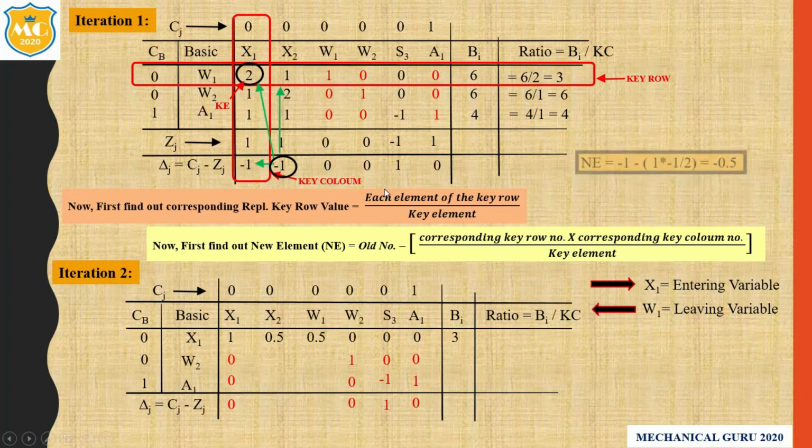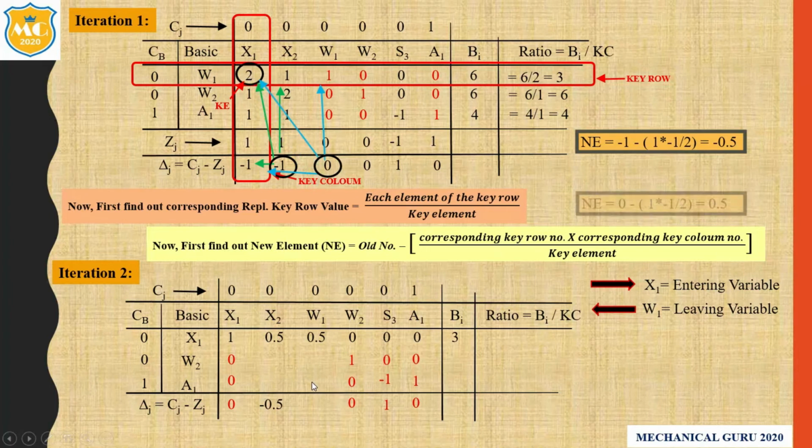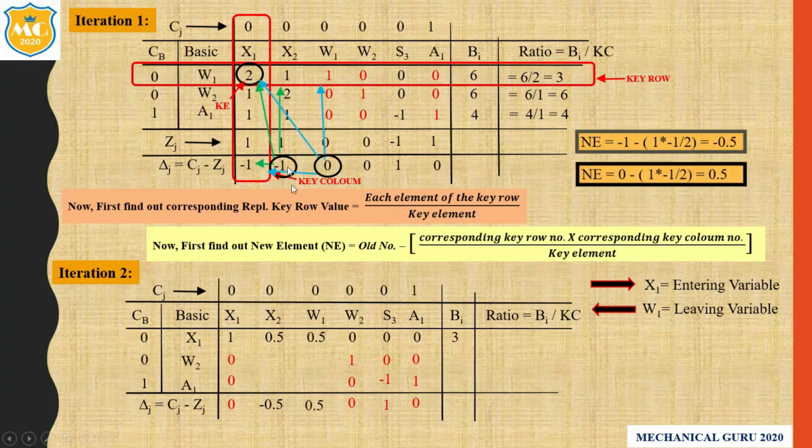Okay, so here we get the minus 0.5. Similarly, next value: old number 0, corresponding key row number 1, corresponding key column number minus 1, divided by key element 2. So here we get 0.5. Similarly, the same equation we have to use and find the remaining values. So here we get 1.5, 0.5, minus 0.5 and minus 0.5.